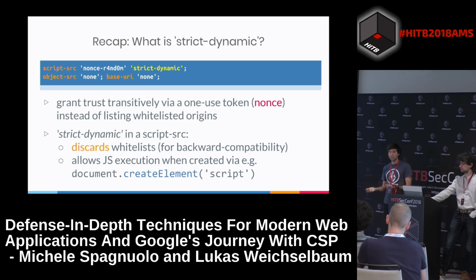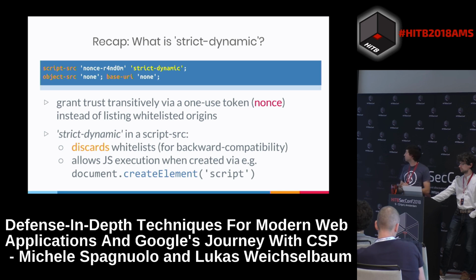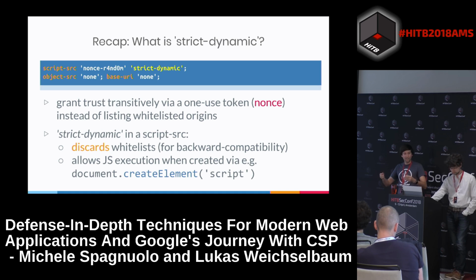So that breaks. If it breaks, you cannot roll it out because, I mean, it's a defense in depth mechanism and you want to have a functional application after all, right? So strict dynamic is really, really useful here because it transitively propagates trust from initially trusted scripts to child scripts over certain APIs.